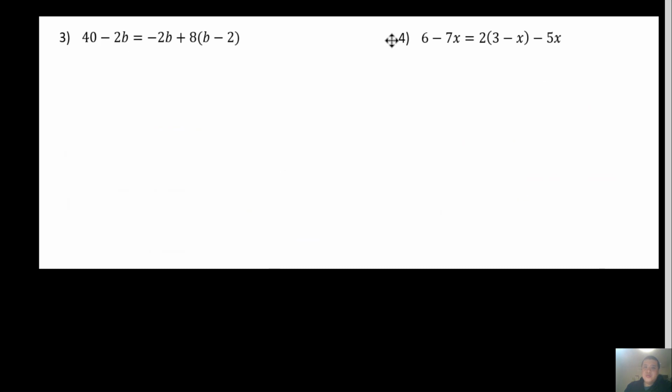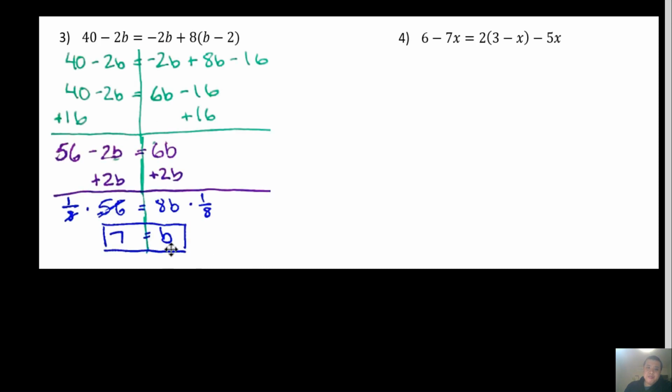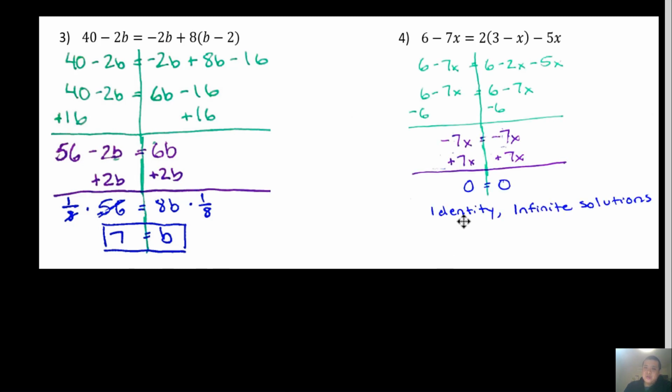Go ahead and try number 3 and number 4 on your own. Here, what you should have found is that b equals 7. Okay, so this is going to be a conditional equation because there's one solution. Over here, you get down to the point right here or right here where you see that both sides are equal to each other. That means that this is an identity.